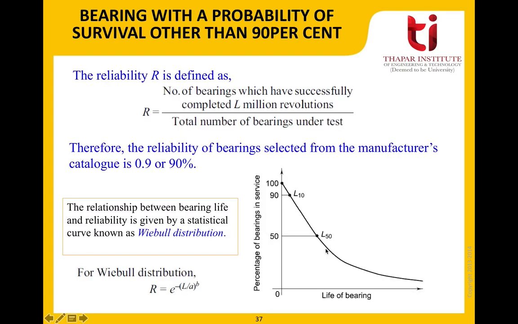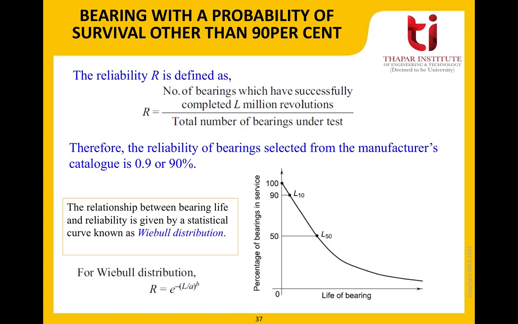Now moving to a new concept, that is bearing with a probability of survival other than 90%. You need to understand that in the definition of rating life, it is mentioned that the rating life is the life that 90% of a group of identical bearings will complete or exceed before fatigue failure. The reliability R is defined as the number of bearings which have successfully completed L million revolutions divided by the total number of bearings under test. Therefore, the reliability of bearings selected from the manufacturer's catalog is 0.9 or 90%.